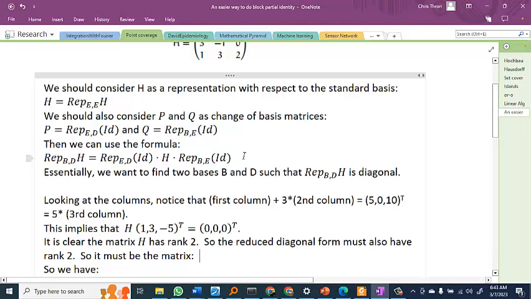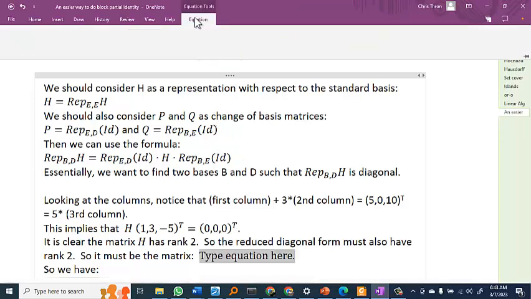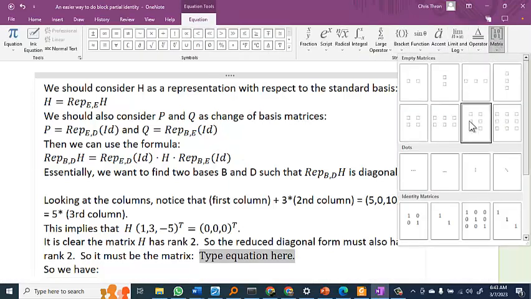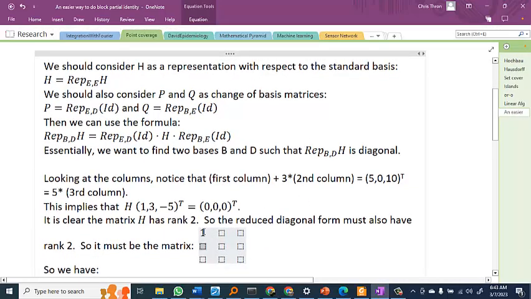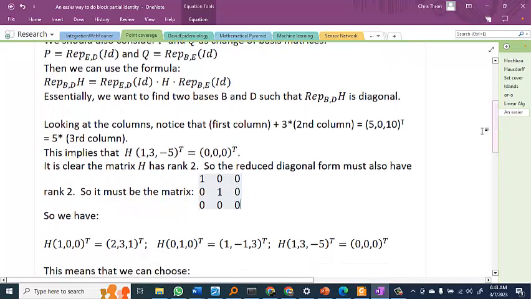Let me insert my matrix. It must be this matrix, this one here. If it's rank 2 and it's one of these reduced diagonal matrices, this must be 0, this must be 0, this must be 0, this must be 1, this must be 0. And the last column must be all zeros. All right. Now look, I've essentially taken care of my last column, because H times this column gives me a 0, 0, 0. So I'm going to include this in my basis B.